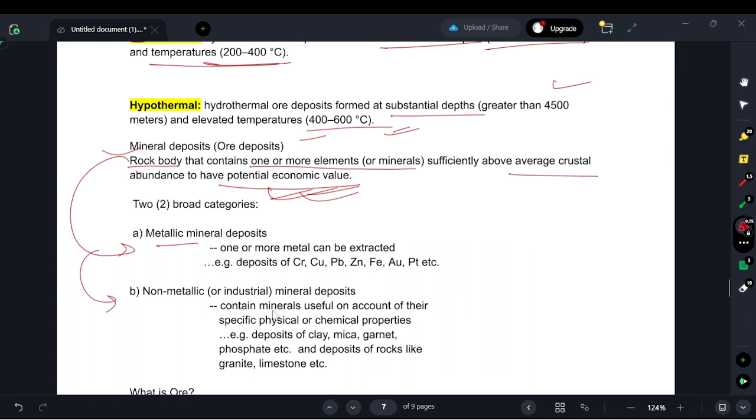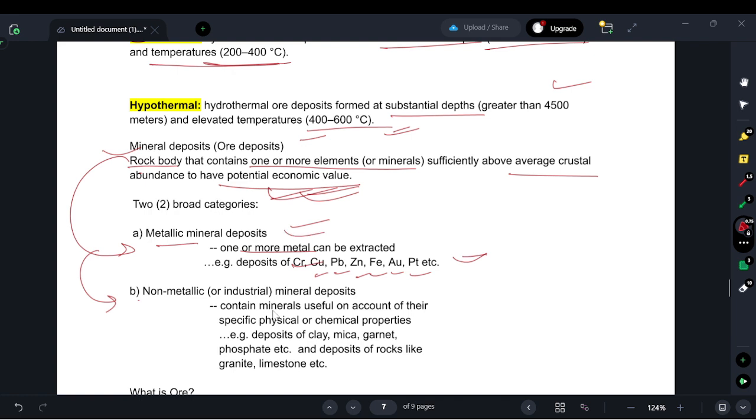In the metallic mineral deposit, I think you all know that we extract one or more metals. What are those metals? It can be chromium, copper, lead, zinc, iron, gold, platinum. All of these come into the metallic mineral deposit.